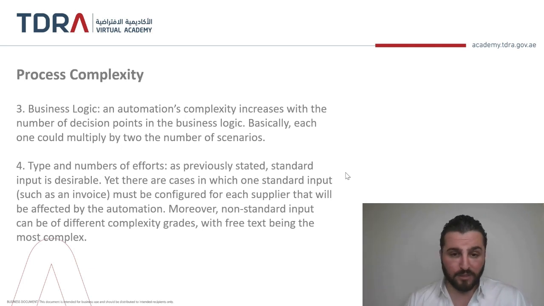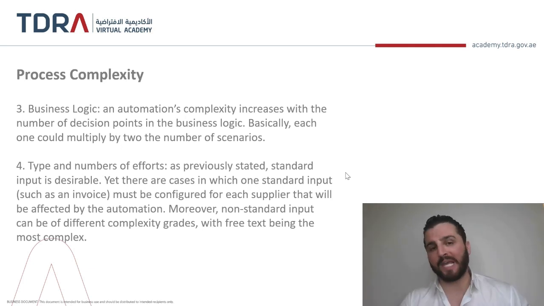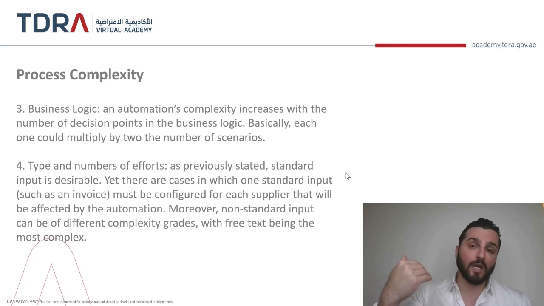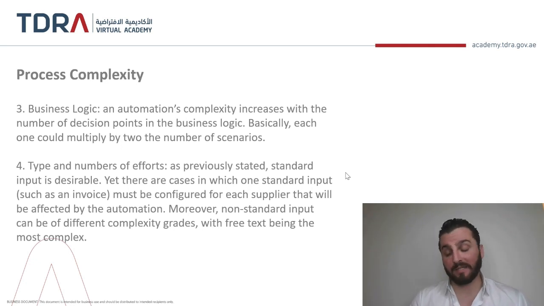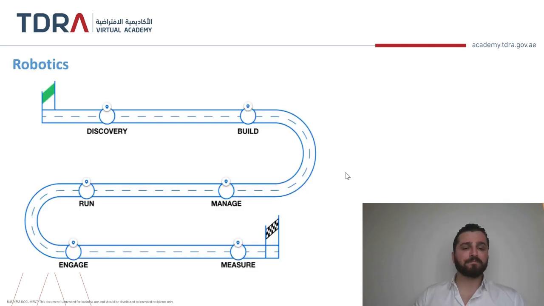Type and number of efforts. As we said earlier, in some cases we have one standard input, such as the payroll, the invoice, the complaint forms, and so on. But in others, we might have a non-standard input that can take the complexity to a new level, and it might take more time to implement RPA on such a process.